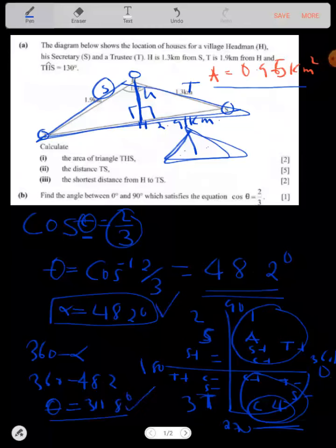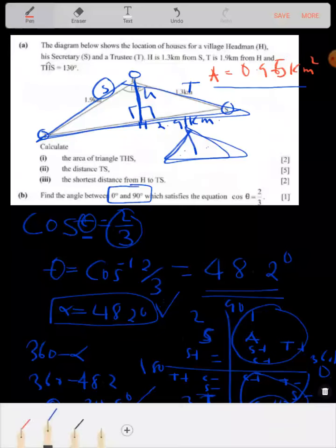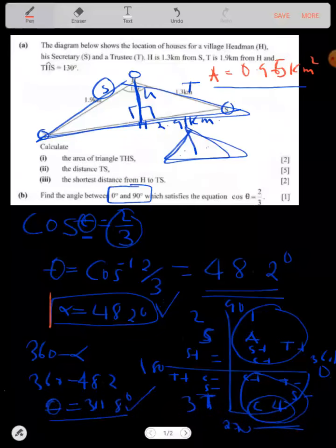Now this is what we would have gotten, but the range is between 0 and 90. So since it's just between 0 and 90, the only answer in this case you're going for is this. That's the answer. We could have gotten this one, but it's out of range, so we can't take it. So we only want this one.